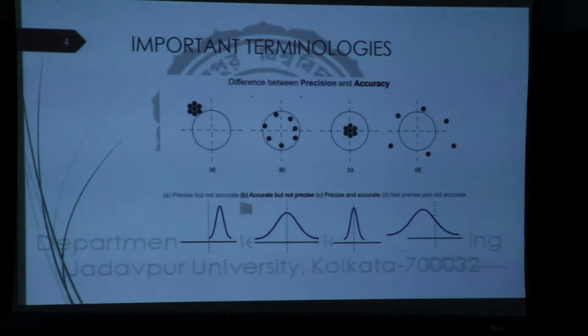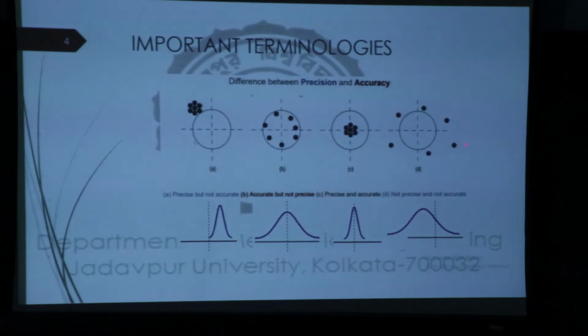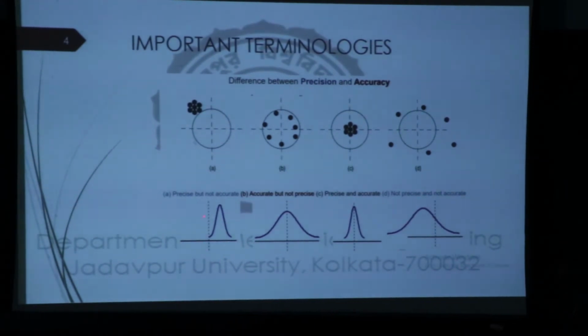Why spread? Because of this random variation. Out of this, that is the story of why you get this shape. You see, this is the true mean. Here the spread is not that high, but the mean of this measurement and the true value are slightly shifted. So, that's why it is mentioned as precise but not accurate.